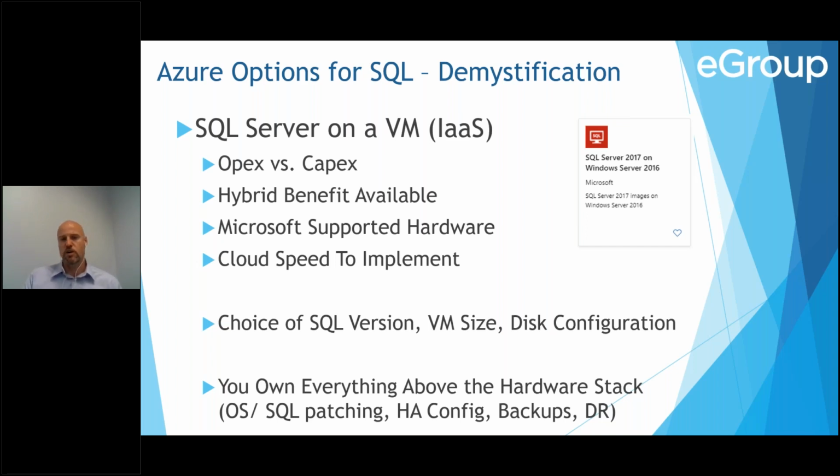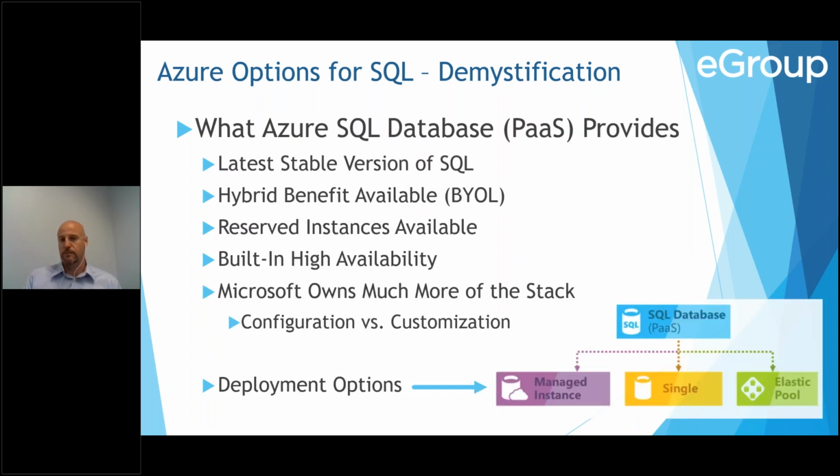And so we want to start to talk about some of the additional options. A big one in the SQL space is platform as a service, or PaaS. We'll talk about the deployment options at the bottom, but all of these deployment options would provide the bullets I've laid out here. You're on the latest stable version of SQL. Microsoft is taking care of that, and upgrades are really hidden from you. Hybrid benefit, bring your own license, is still available, as are reserved instances, so you can still buy ahead, but Microsoft's taking care of that.